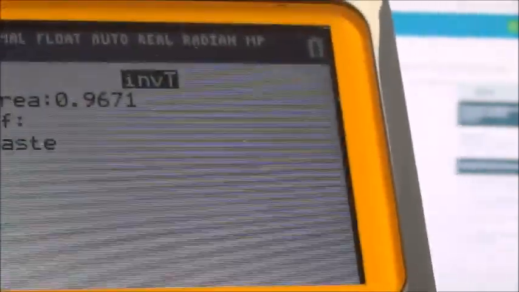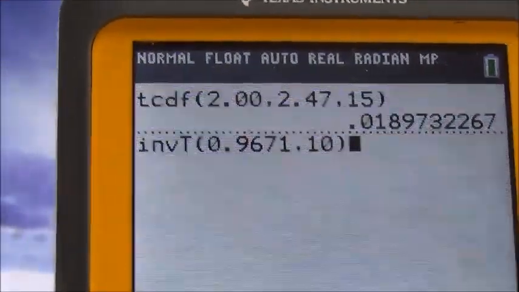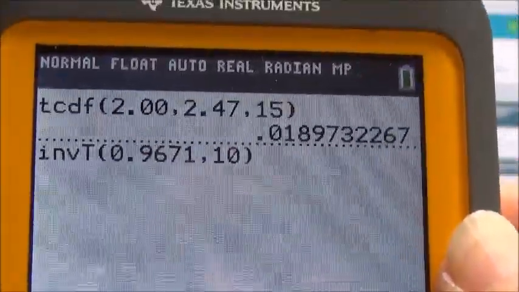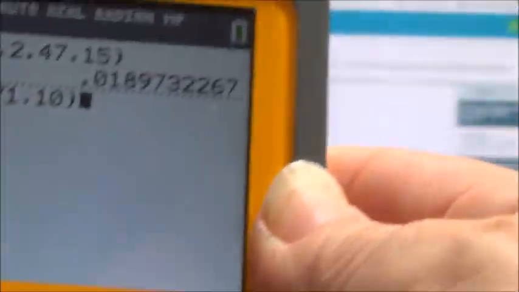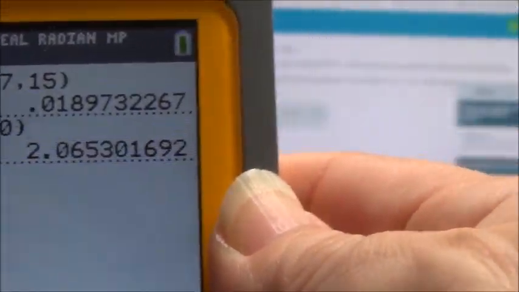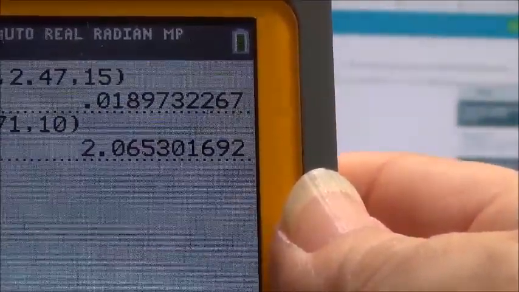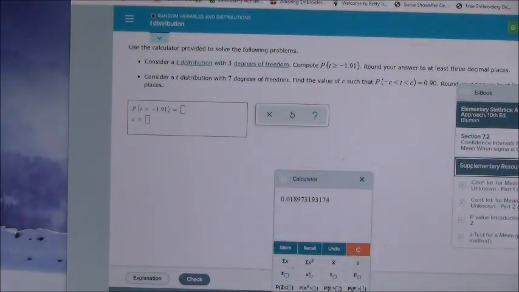So if I'm finding the area to the left of 0.9671, degree of freedom I have to put in there. In this case, it's going to be 10. And I'm going to paste that into my formula. So when you do the inverse t, that first number is always going to be the area to the left. If it's the area to the right, we have to do 1 minus that value. In this case, when I enter, again, I'm going to go 3 decimal places, so I'm going to do 2.065.